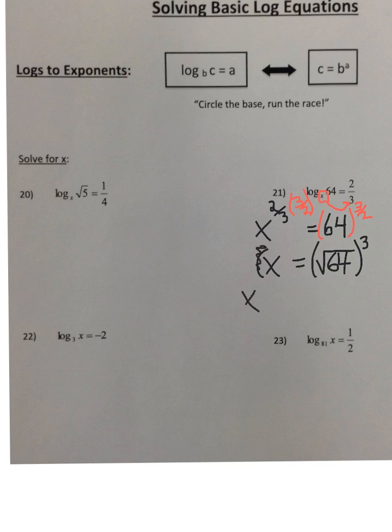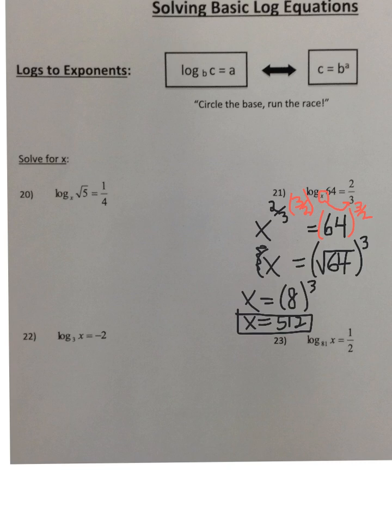Then I take the square root of 64, which I know is 8, and then I'm going to cube that value. Final answer, x equals 5/12. Okay, so make sure you're taking notes in your notes packet.